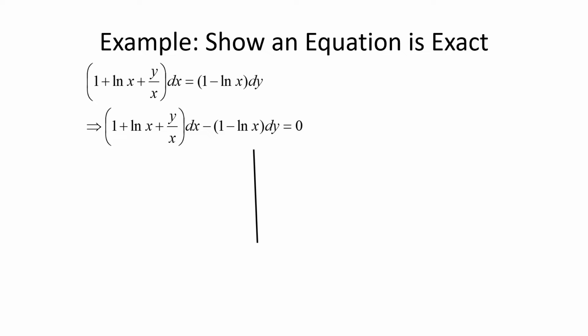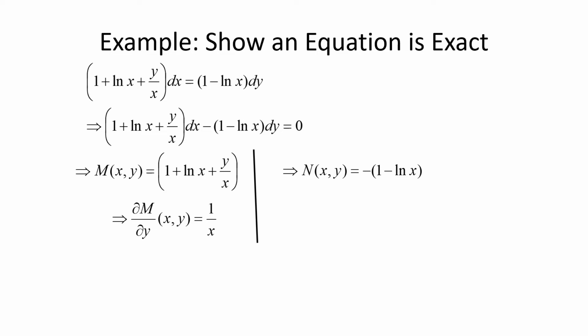Now that it's written in the correct form, we can examine our M and our N. M is 1 + ln x + y/x, and N is -1 + ln x. We can examine the partial derivatives here. We take the partial of M with respect to y. Our first term doesn't contain a y, so that gives us 0. Our second term also doesn't have any y's in it, so that gives us 0. And the derivative of y/x with respect to y will just be 1/x.